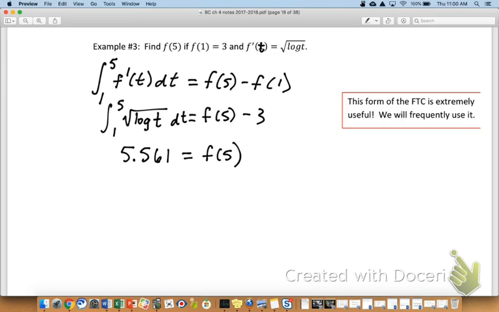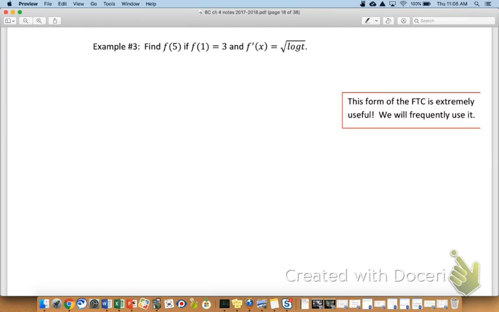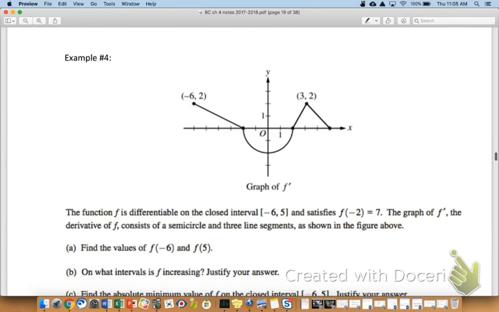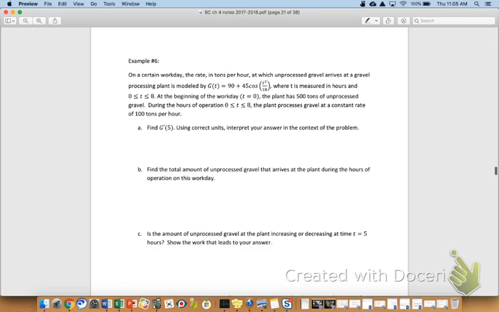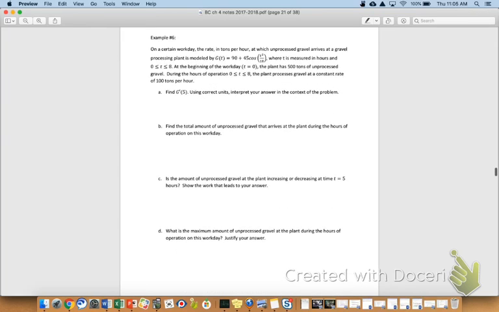Okay. Cool. So we're going to do a little skipping around here. I'm going to try to keep things as pertinent as possible. We'll come back to some of these. I would like to do the gravel pit question. Gravel pit. This is definitely calculator active.